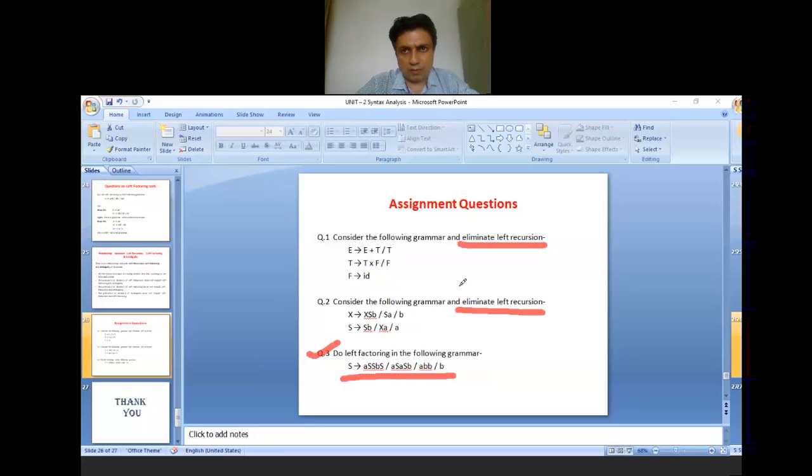So that's all about left factoring. All of you understand it? Just write in the chat box so that we can move to the next topic. Okay. So I am sharing the next slides or the next PPT with you.